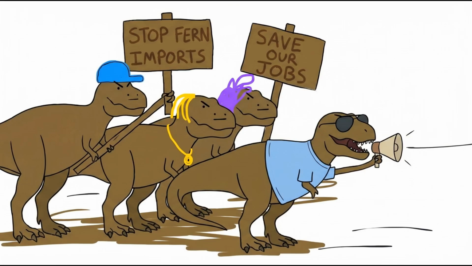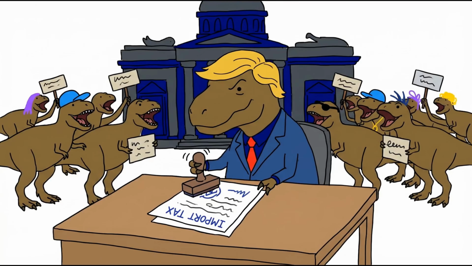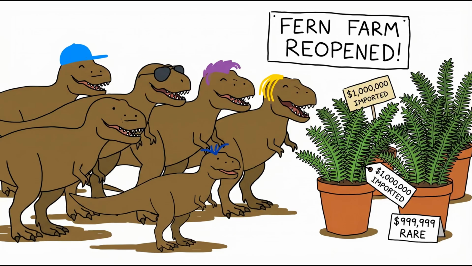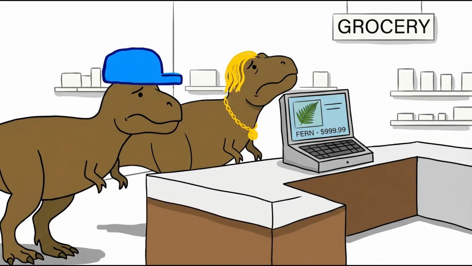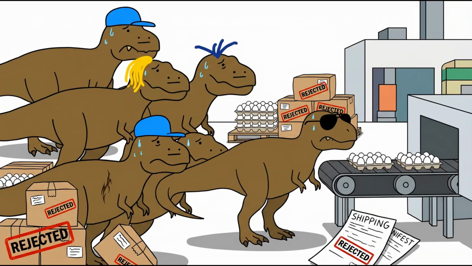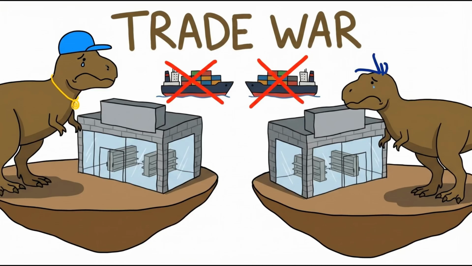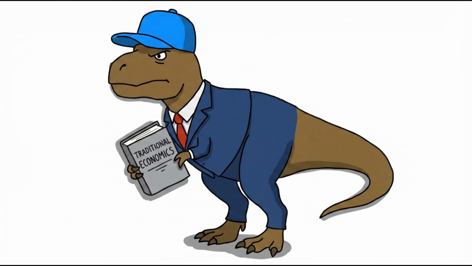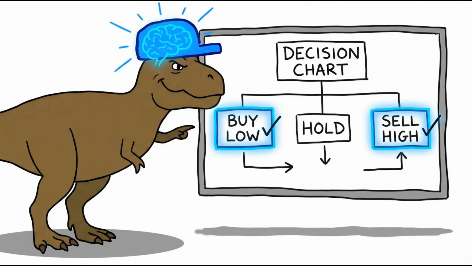Some dinos who used to make ferns locally lose their jobs because imported ferns are cheaper. They are angry. They say, stop the fern imports. Government listen. Government put a tax on imported ferns. That is called a tariff. Imported ferns now more expensive. Local fern growers protected. But every dino now pay more for ferns. And the other island put a tariff on eggs in revenge. Now Dinosaur Town eggs harder to sell abroad. Everybody poorer. That is a trade war. Feels good, works badly.